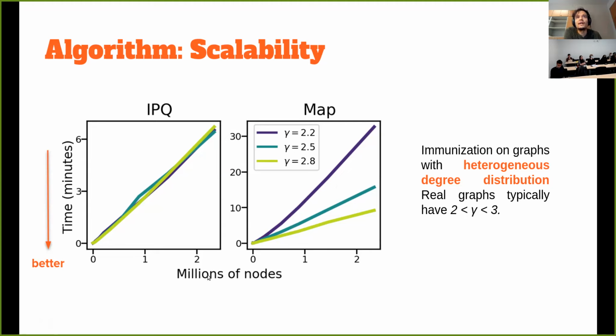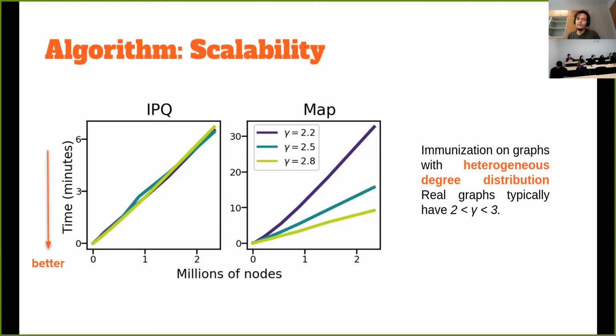So IPQ is very fast, but then if your gamma starts approaching 3 or more, the map version becomes better, because the relative amount of times that you're taking the updates versus taking the maximum sort of tips over and gives you the other option.